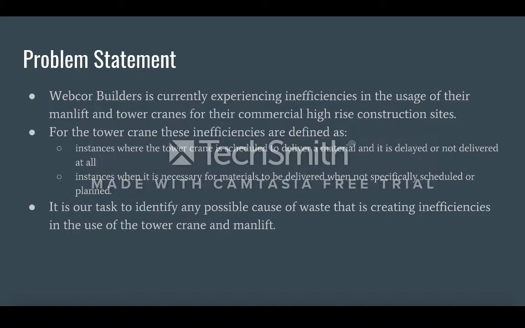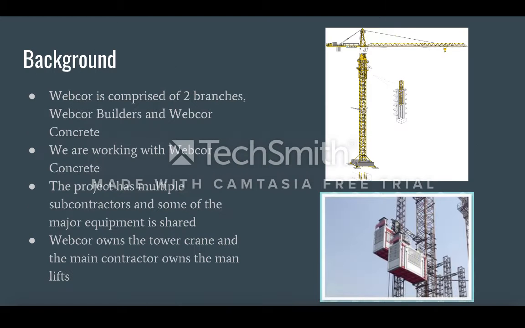The ideal situation for the use of the man lift is to deliver labor workers with the necessary material and equipment once at the beginning of a work shift to the levels that they are needed at, and once at the end of the shift for labor workers that are clocking out for the day. Any occurrence of the man lift being used in between those time periods is considered inefficient use of the man lift. It is our task to identify any possible cause of waste that is creating inefficiencies in the use of the tower crane and man lift.